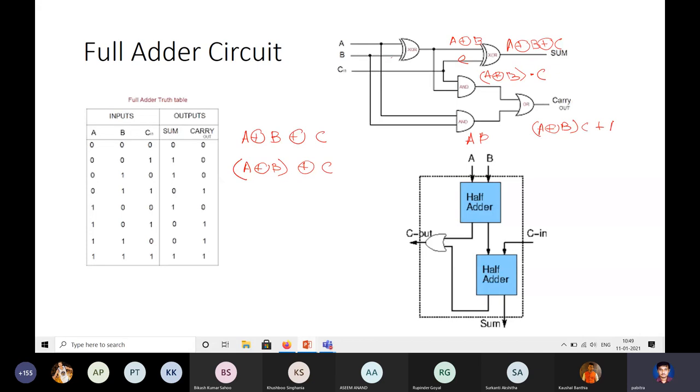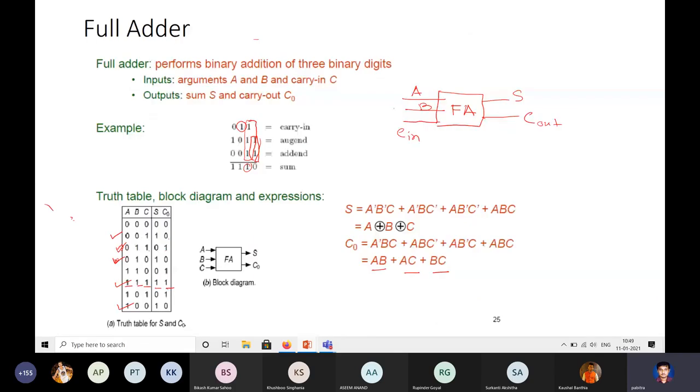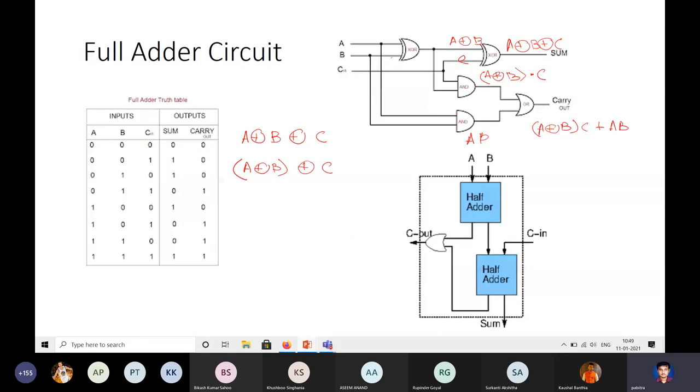Can anybody tell why this is correct? Why this is the correct full adder circuit? Because the original equation was, let us look at the original equation. It is A bar B bar C plus A bar B C bar plus A B C plus A B bar C bar. Can anybody tell why this is correct? So AB is multiplied like AB and C plus C bar. So right, it can be expanded that way.